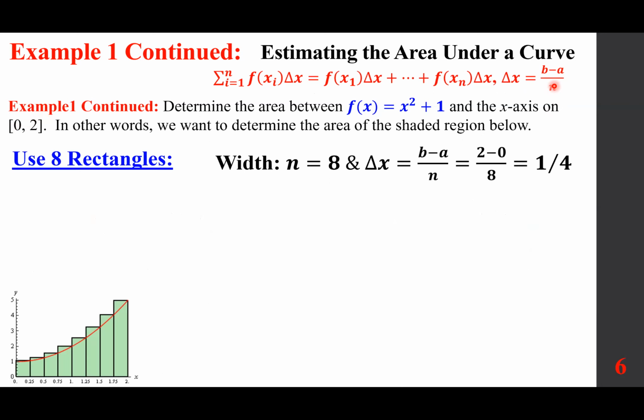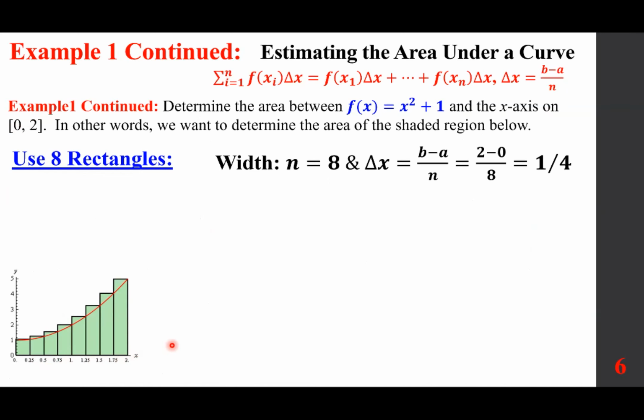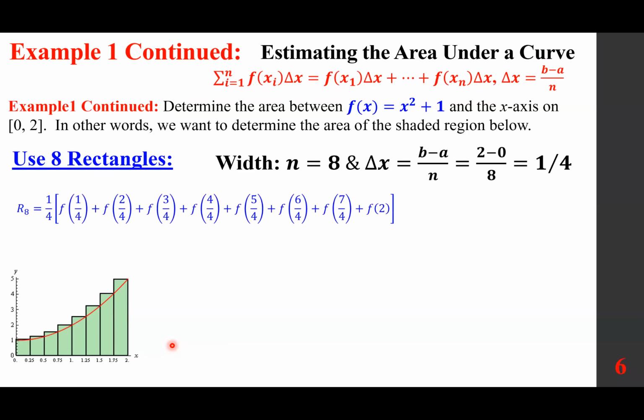Here's the right endpoints. You cut this into 8 equal parts, 0.25, 0.5, all the way to 2. And we go through the same process. It's a tedious process, but this is one way to approximate the area. And delta x is 1/4. This time I factored it because there was not enough room.